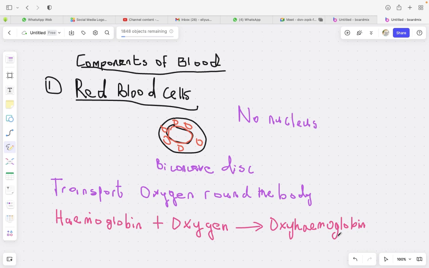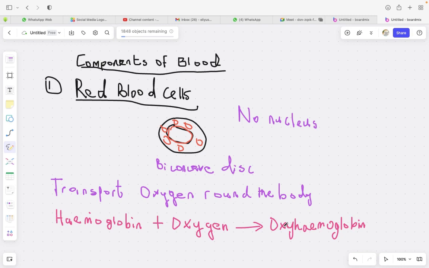It releases this oxygen to the tissues of the body, leaving behind only the hemoglobin in the red blood cells. So it releases the oxygen and then it becomes hemoglobin again, only hemoglobin. Once this oxygen is released, it is no longer oxyhemoglobin. It releases the oxygen to the body cells or the body tissues, leaving behind only the hemoglobin.